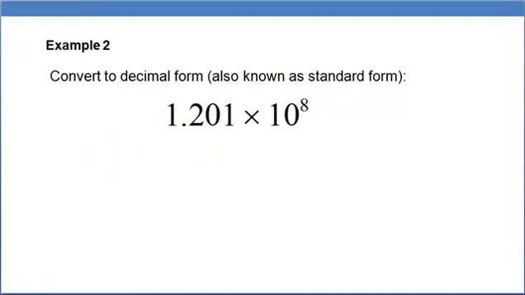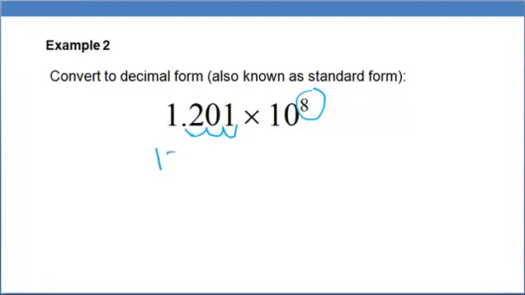Let's look at another example. Convert to decimal form, which is also known as standard form. 1.201 times 10 to the 8. This time we have a positive exponent, so we will move our decimal to the right 8 places. So if we start, we have 1, 2, 3 places. We're going to have to add 5 zeros to have enough.